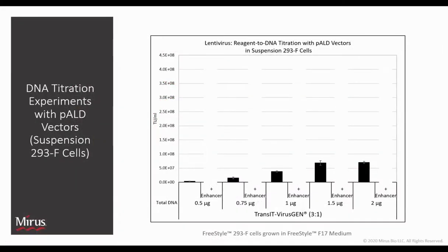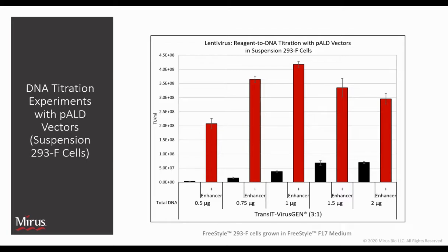In this next experiment, we transfected 293F cells at 4 million cells per ml with total pALD vector DNA ranging from 0.5 micrograms per ml to 2 micrograms per ml with TransIT-VirusGEN and the VirusGEN LV kit. The black bars show titers without the LV enhancer, and we see that while titers are still very high with 1 microgram per ml, they do increase when using more DNA.